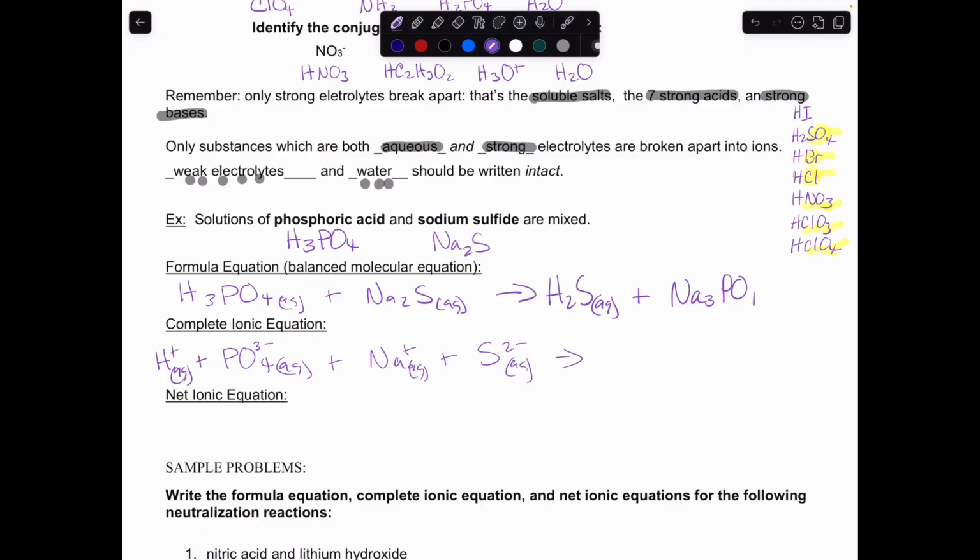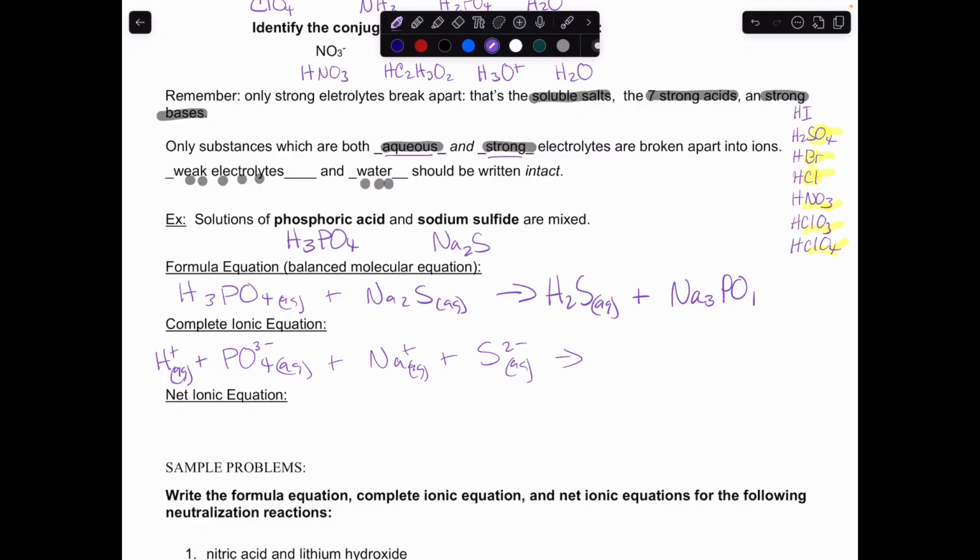but intact. It is aqueous, but it is not strong, and only substances that are both aqueous and strong are broken apart. I'm not writing it as a solid because it is not a salt. It is not a metal, non-metal, ionic compound. I am writing it as aqueous, but in the next step, I will not separate it.